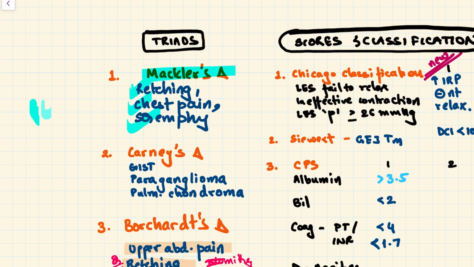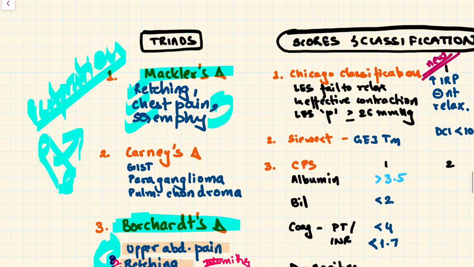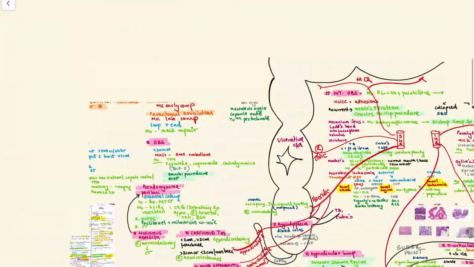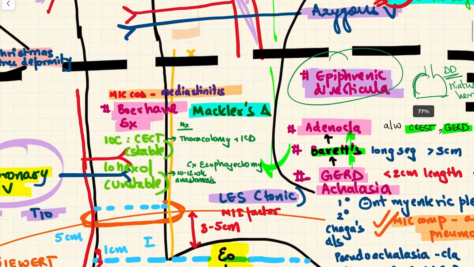See, Boerhaave syndrome is what? It is a perforation of the lower 1/3 of the esophagus. The esophagus contains gas, so if gas leaks out, it would lead to subcutaneous emphysema, right? And subcutaneous emphysema would cause chest pain and retching. While if the question mentions retching and upper abdominal pain, it is usually associated with Borchardt's triad, and that is with gastric volvulus. Alright, let's go back to our notes.